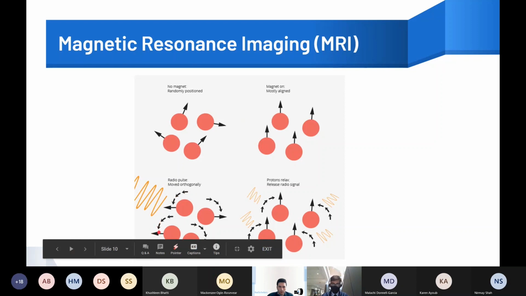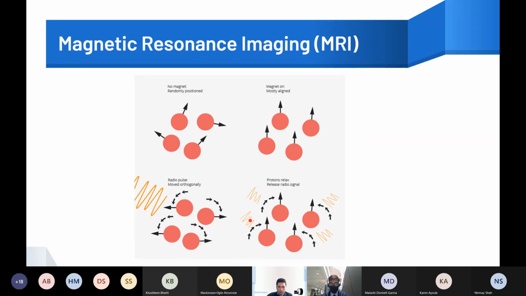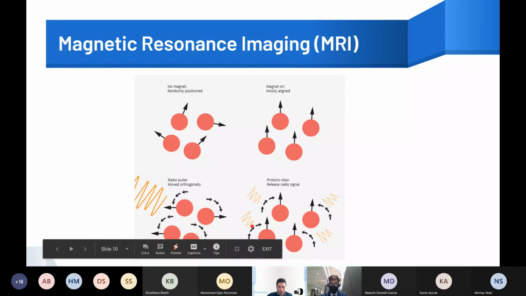And then as the radio pulse goes away, these axes return to their initial state, the one with the magnet, their constant state. They return to that position here, as shown in this image, and as they're returning, they release energy. They release a radio signal. And this radio signal is what the MRI machine captures and images. And this energy is different, like I said, for different types of tissues because they contain different amounts of hydrogen atoms. Yeah, so if you have any questions on that, just put them in the chat. I'll get to it.